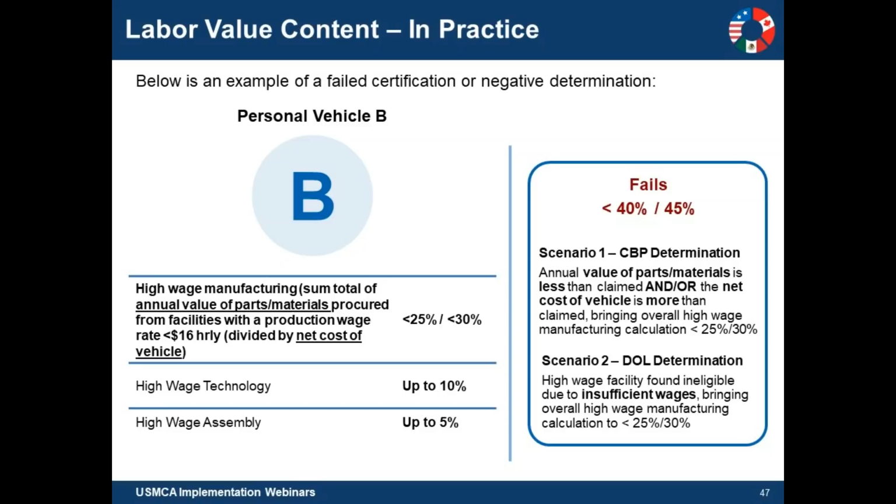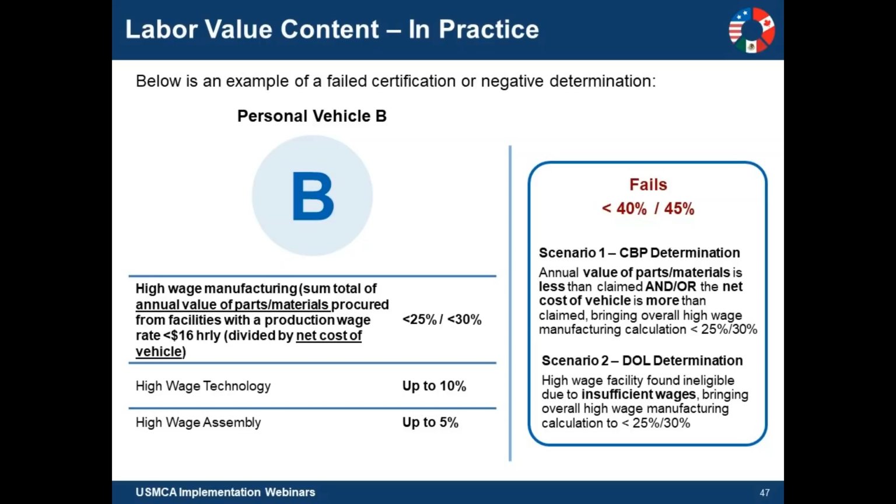As you can see with vehicle B, the high wage manufacturing, that is the sum total of annual value of parts and materials procured from a facility with a production wage rate of $16 an hour, is less than 25% for a passenger vehicle, or less than 30% for a light truck. Even with the high wage technology cap of 10% and the high wage assembly cap of 5%, the vehicle does not achieve the minimum 40% for a passenger vehicle, minimum 45% for a light truck, and thus does not meet labor value content and thus cannot receive preferential treatment under the USMCA.